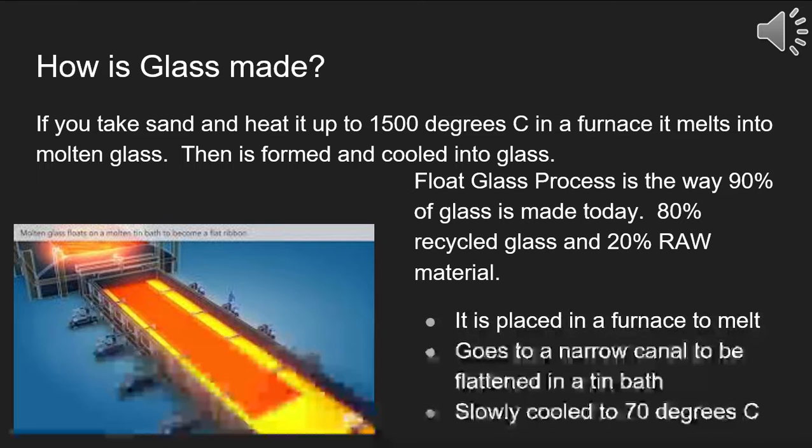So some people question, how is glass made? A simple way to put it would be, if you take sand and heat it up to 1500 degrees Celsius in a furnace, it melts into a molten glass. This is formed and cooled into glass.